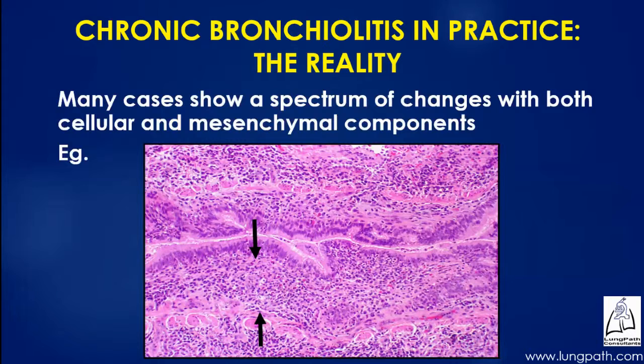I wanted to make a few comments about chronic bronchiolitis in practice. Most of the cases are going to show a mixture. Here's a florid cellular bronchiolitis that also has subepithelial scarring and narrowing of the lumen by subepithelial inflammation. This is a case of inflammatory bowel disease, airway disease, where the patient had appreciable obstruction.